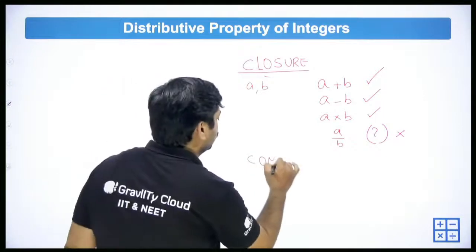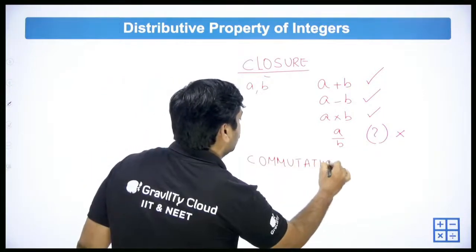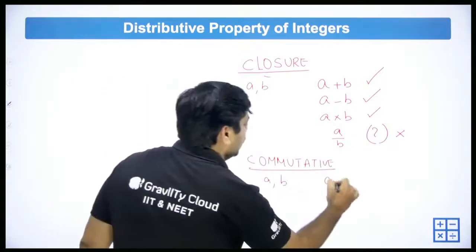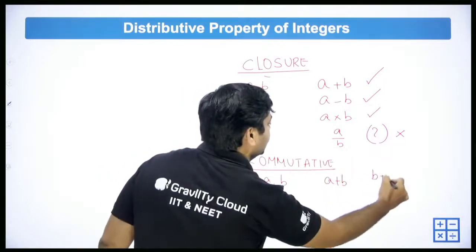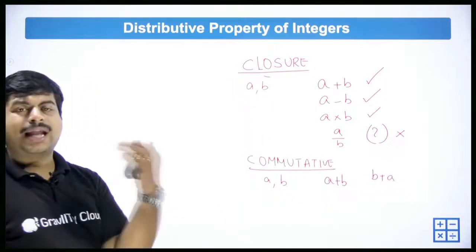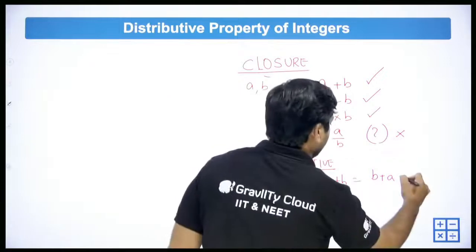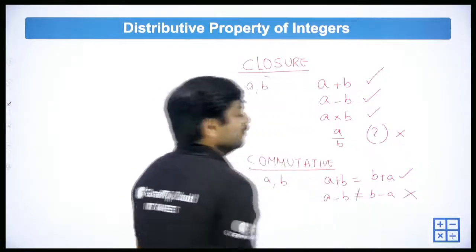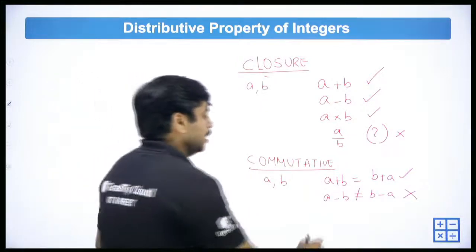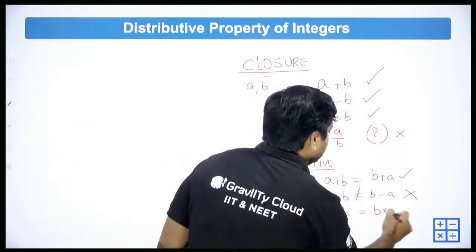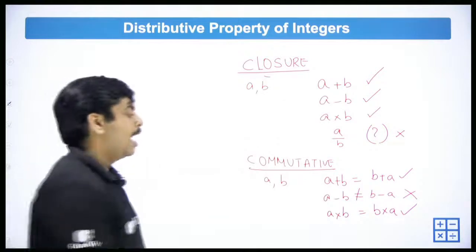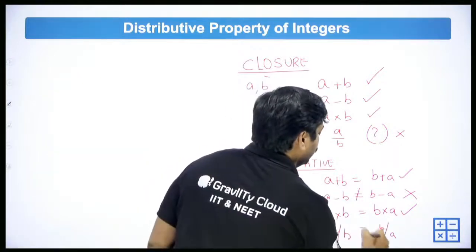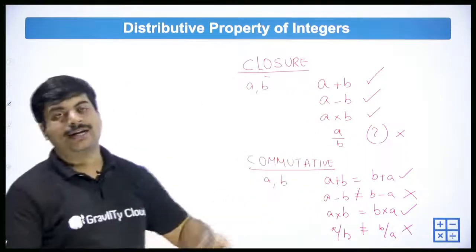Do you remember what commutative is? Again, we have two integers: A plus B and B plus A. Are these two equal? In addition, you can add in any order, it's correct. Are A minus B and B minus A the same? No. A into B and B into A, as these two multiplications are the same, is correct, and A divided by B and B divided by A are not the same, so again for division it is not valid, right?